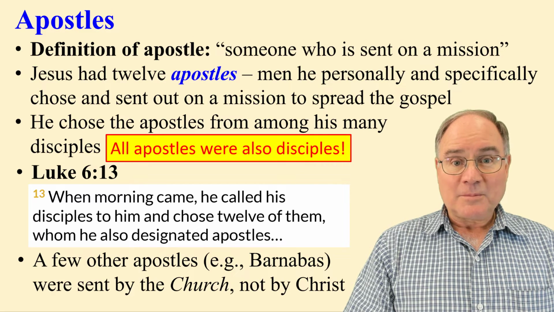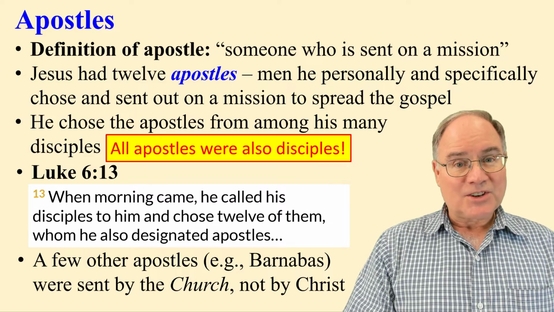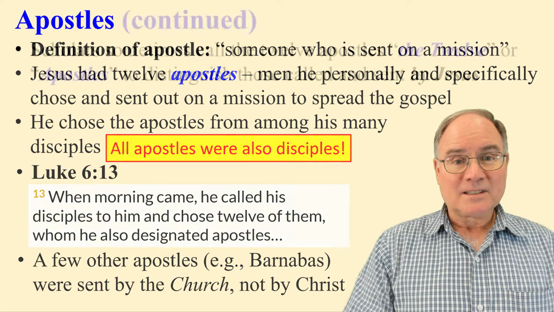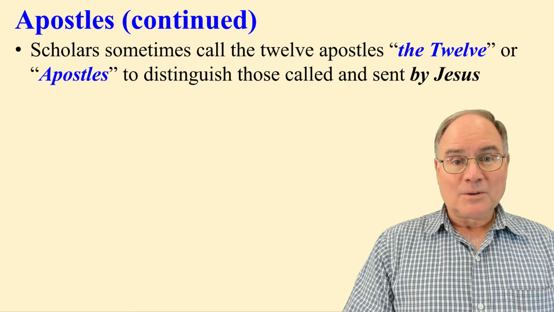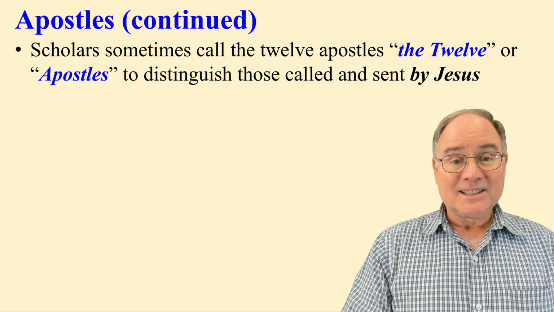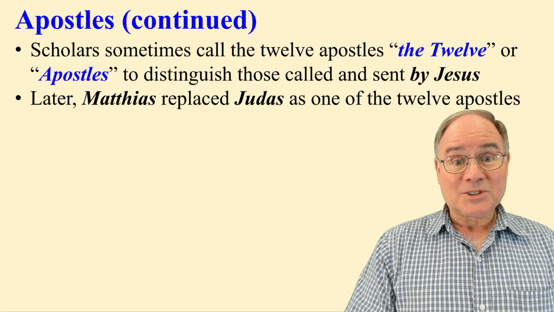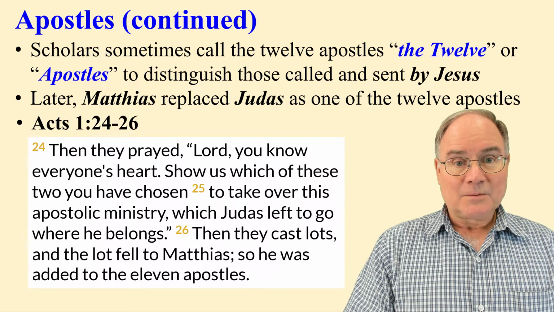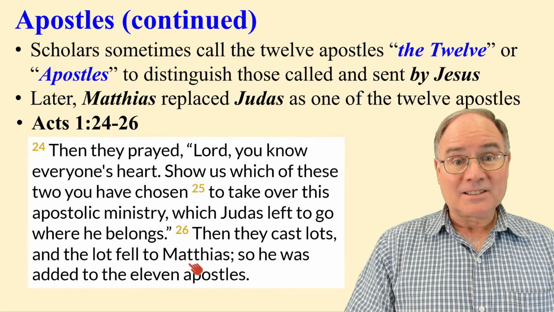There are a few other apostles in the Bible that weren't among the 12. They were sent by the church, not by Christ, like Barnabas. Scholars sometimes call Jesus' 12 apostles the 12, or apostles with a capital A, to distinguish them. After Judas betrayed Jesus, Matthias was chosen as a replacement apostle. We read about this in Acts 1, where they cast lots and the lot fell to Matthias. So he was added to the 11 apostles.